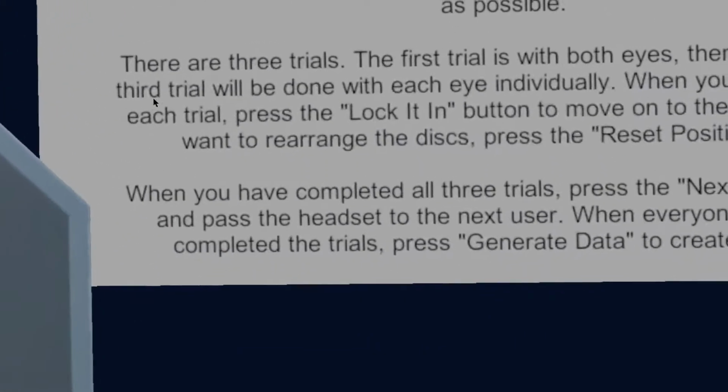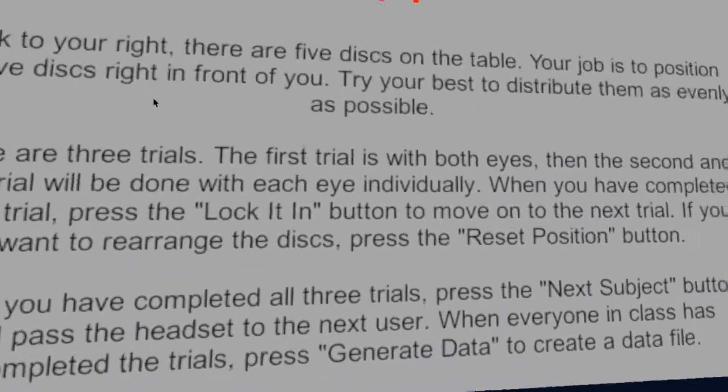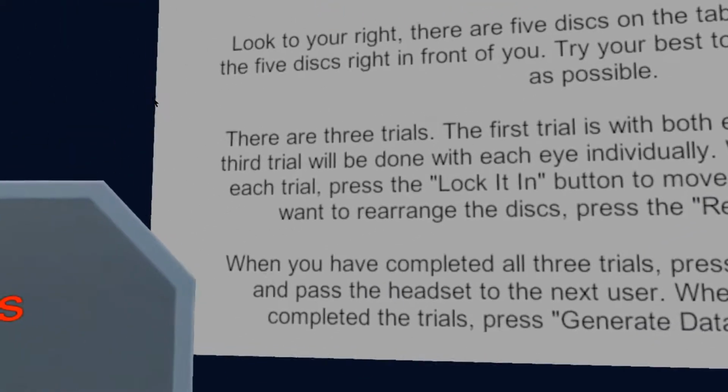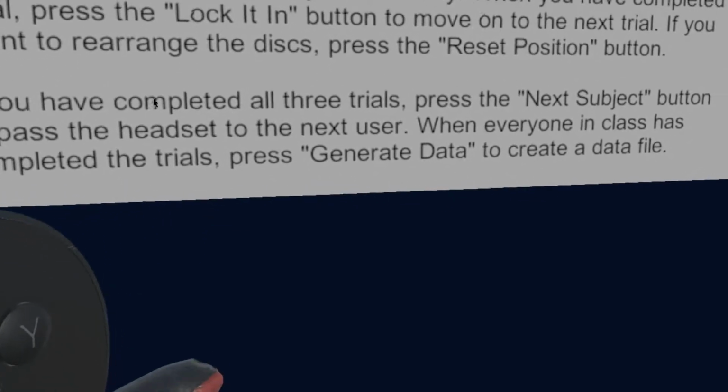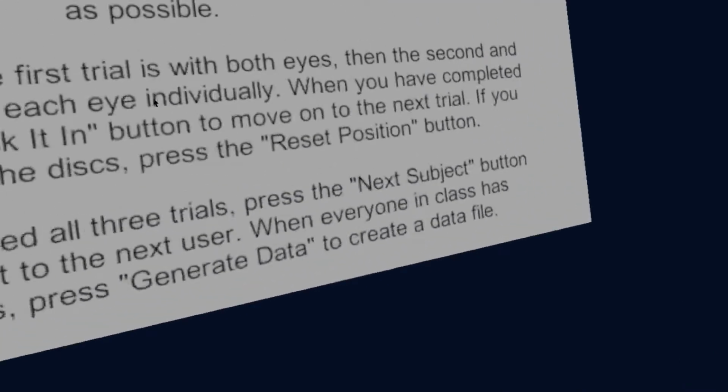So look to your right. There are 5 discs on the table. Your job is to position the 5 discs right in front of you. Try your best to distribute them as evenly as possible. So there we go. We have the discs here.